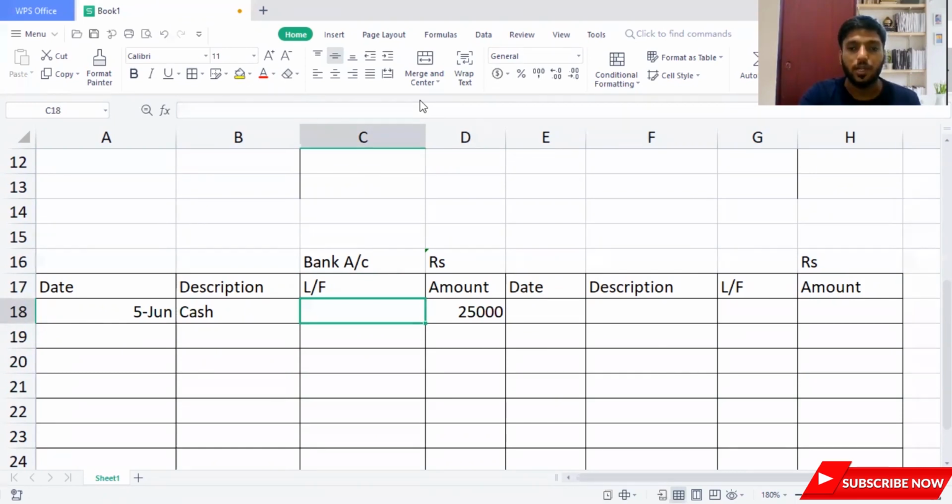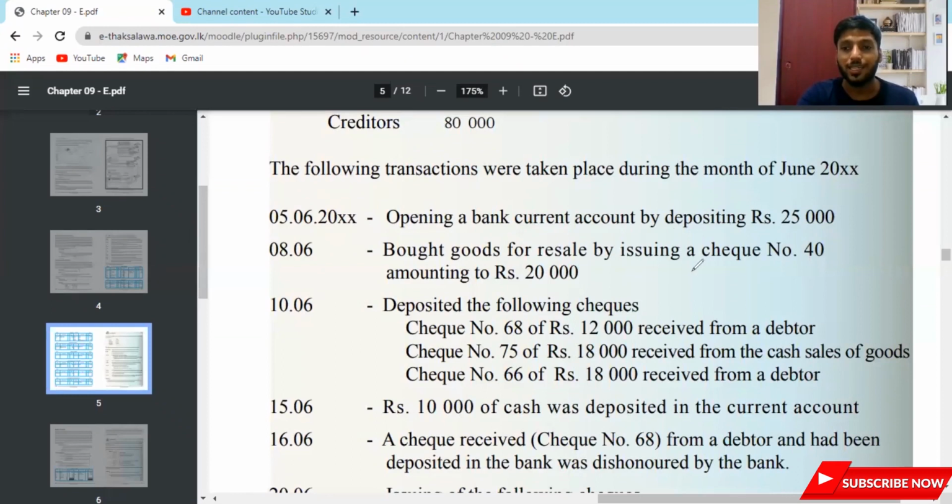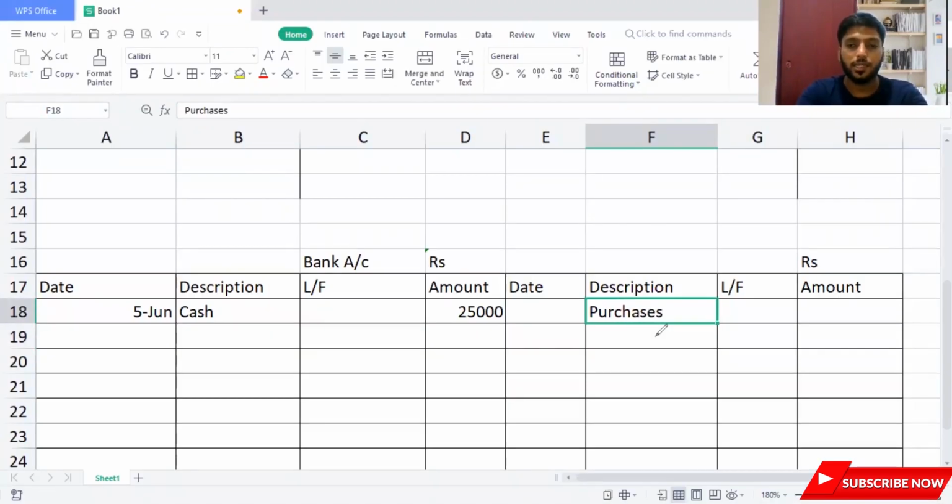Recorded the first adjustment. Bought goods for resale by issuing a check amounting to rupees 20,000. So bought goods for resale means you are purchasing goods for 20,000. So the goods account is now purchased by check, check number 40. It's better to always write the check number, and also the purpose and the dates. So I'll write purchases, and the check number was 40, which is more than enough for me to remember. And I'll also write the amount, 20,000.